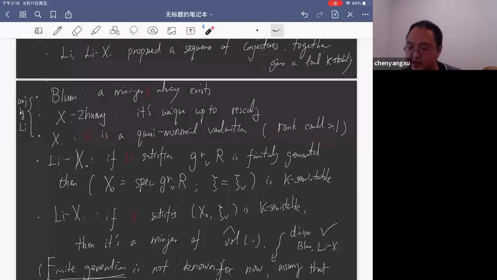Then Chi Li and myself proved that if the graded ring of this is finitely generated, so now we have this valuation centered on this point, we can take the graded ring. We take the Spec, that gives X_0. And as you see from Blum's talk, once you have this valuation, you naturally get a vector. And this vector will naturally be inside the Reeb cone, because it's basically a pairing of weight and coweight.